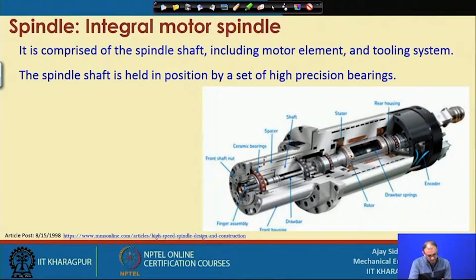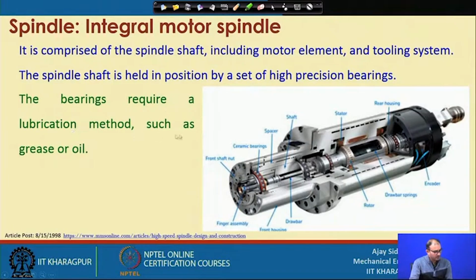And the rotor is available here. Then the drawbar spring is available, because once you release it, the spring will come back to its original shape. The encoder is used because you also want to measure the RPM at which this spindle is rotating. So, this is the rear housing; stator and motor, everything is built in, because we are considering it as an integral motor spindle. So, these are the different components of an integral motor spindle.